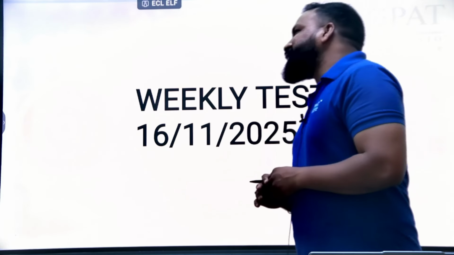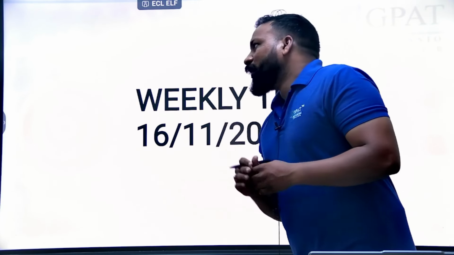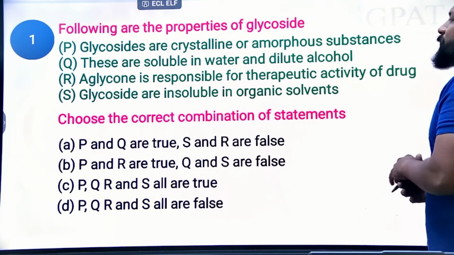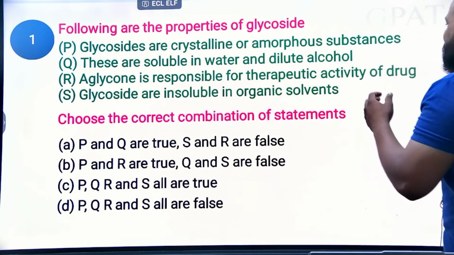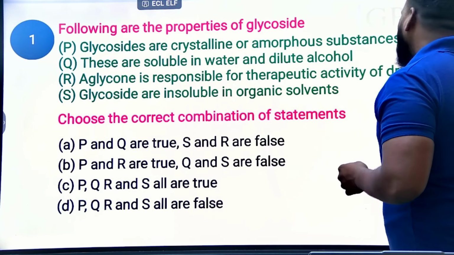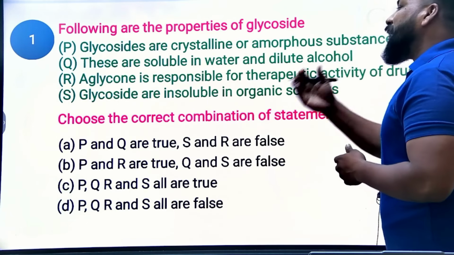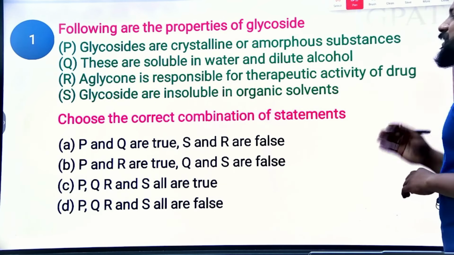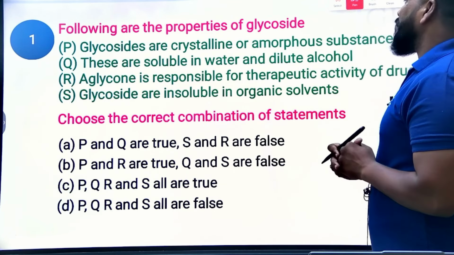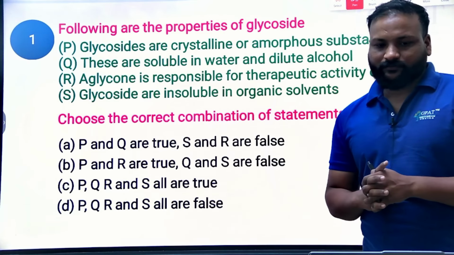First question of the series, and you know very well what to do. The following are the properties of glycosides. P: Glycosides are crystalline or amorphous substances. Q: These are soluble in water and dilute alcohol. R: Aglycon is responsible for the therapeutic activity of the drug. And S: Glycosides are insoluble in organic solvents. Now choose the correct combination of the statements.